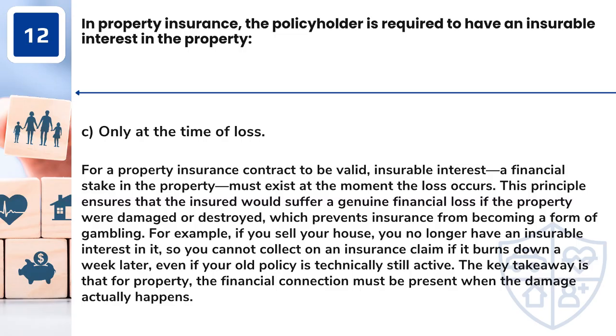For example, if you sell your house, you no longer have an insurable interest in it, so you cannot collect on an insurance claim if it burns down a week later, even if your old policy is technically still active. The key takeaway is that for property, the financial connection must be present when the damage actually happens.